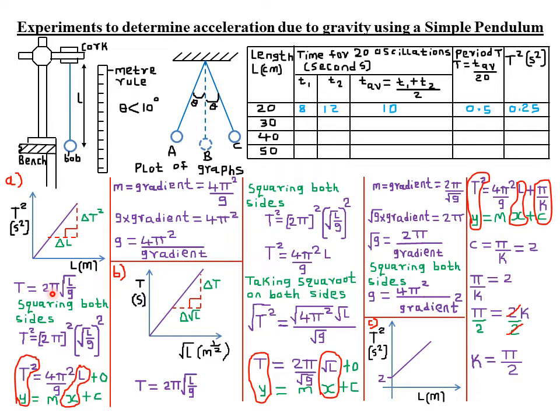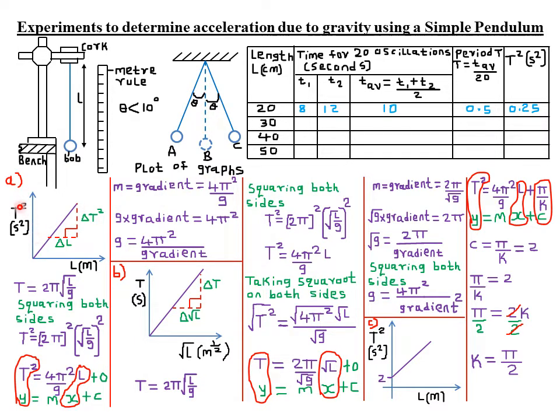So that means, and we have also said that most graphs for simple pendulum are usually straight line graphs. So that means we shall be comparing this particular equation with the equation of a straight line graph. Then usually you are asked to plot some graphs. So these are the possible graphs.